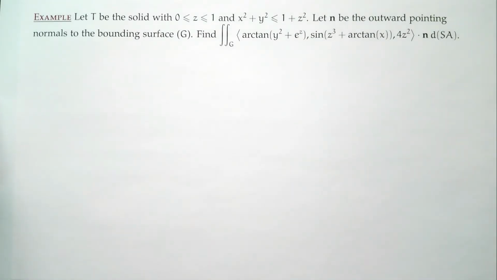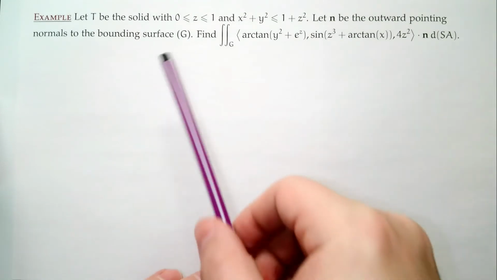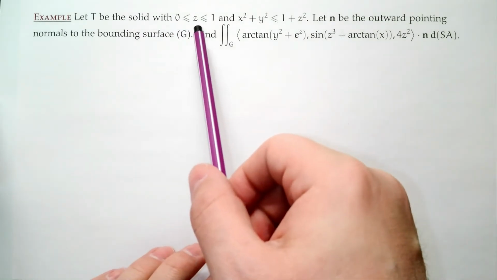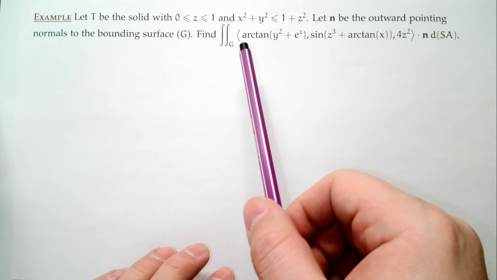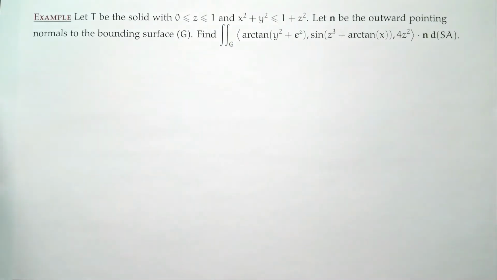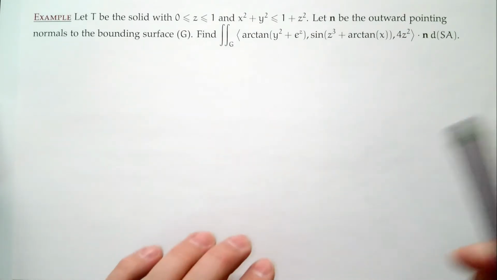Let t be the solid with 0 less than or equal to z less than or equal to 1, and x squared plus y squared less than or equal to 1 plus z squared. We actually did this solid, well, not the solid, but we did the surface. Do you remember what this surface is? It was the other day. I know Monday seems like a long time ago. Hyperboloid. This is the hyperboloid. A hyperboloid of one sheet.